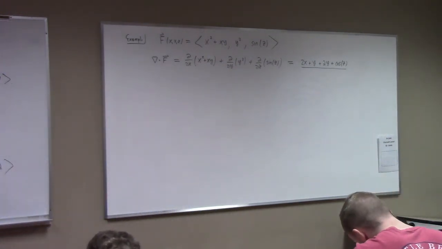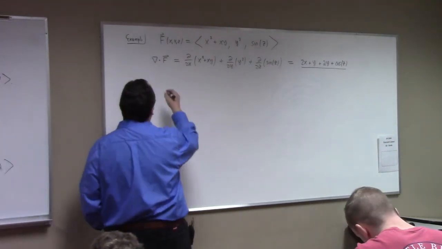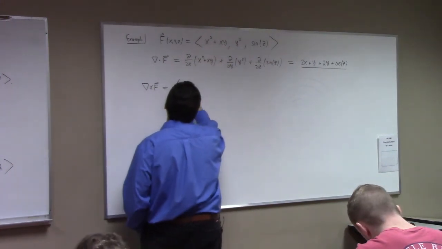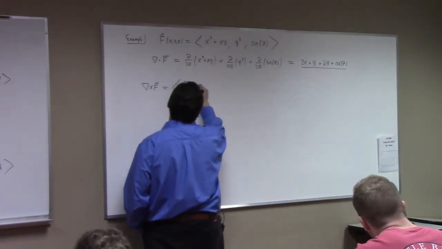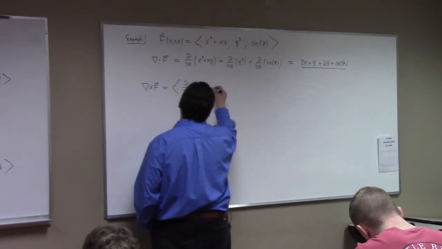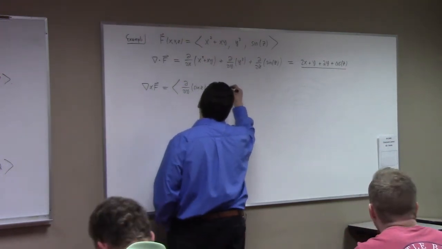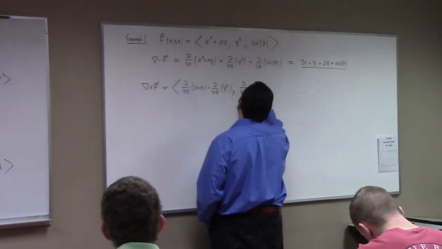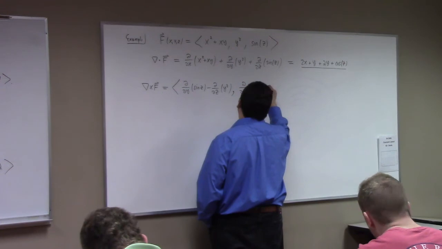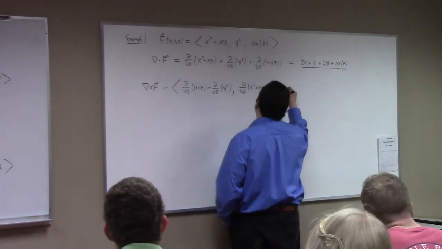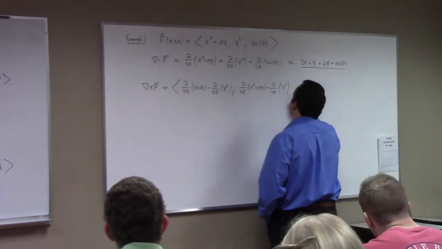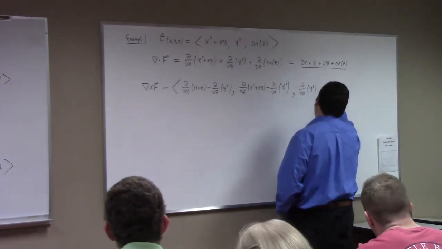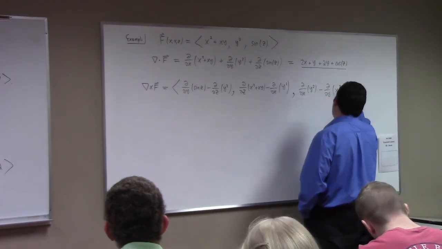Interesting. How about the curl? So I've got partial y of sine z minus partial z of y squared, comma, partial z of x squared plus xy minus partial x of sine z, comma, partial x of y squared minus partial y of x squared plus xy.